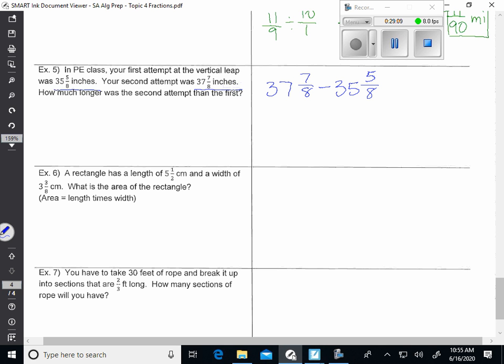So, in this case, remember I said earlier, you don't necessarily need to change it to an improper fraction if it's relatively easy for you to solve. So here we're going to solve it without changing it to an improper fraction. 37 minus 35, that works itself out. 37 minus 35 is 2.